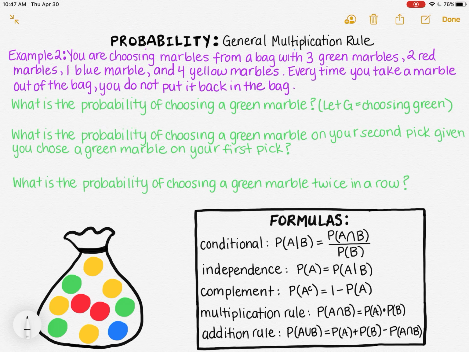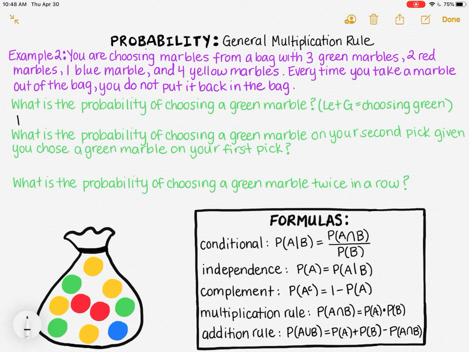This example might look exactly the same at first, but there is one small difference. We do have the same bag of marbles, so we have the same amount of marbles to pick from, and we have the same amount of each color. The difference is that in this example, it says that every time we take a marble out of the bag, we do not put it back in the bag.